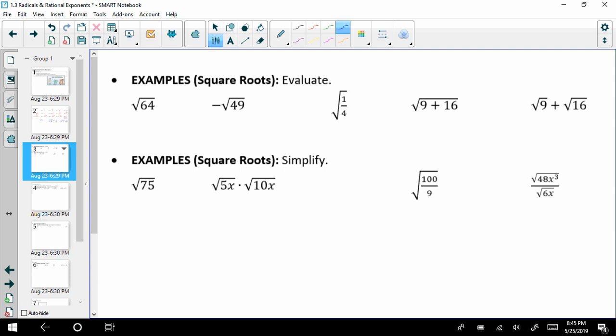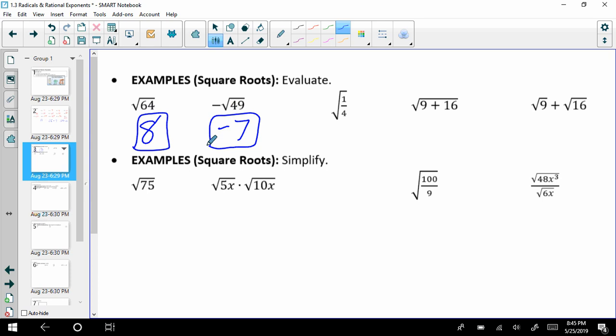Evaluate the square root of 64. Well, 64 is one of our red numbers. The square root of 64 is 8. Next one, the negative square root of 49. Well, 49 was one of our red numbers, the perfect squares. So the square root of 49 is 7, but if you say just 7, you're going to be wrong. Technically, that negative out front carries down, and it's still sitting with the number, so negative 7.